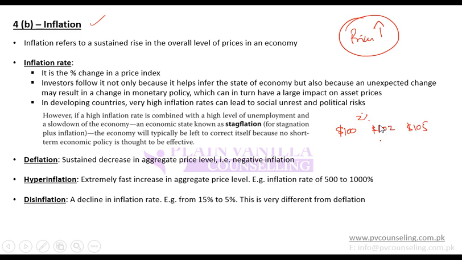divided by 102 minus 1. It is 2.9%. So when inflation rate increases, we call it accelerating inflation. That inflation rate is actually increasing. Then let's say it goes to 106.